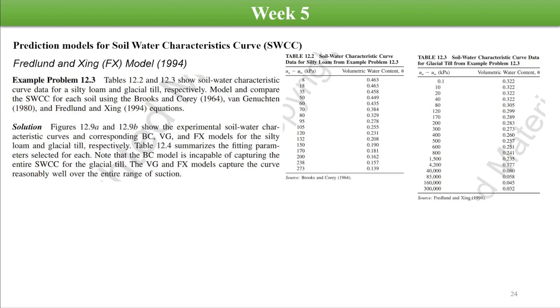So in this example, you'll see the data is given regarding the suction in relation to the volumetric moisture content, and these data are for two types, glacial till and silty loam. Okay, then it is asked that for glacial till and silty loam, soil water characteristic data is provided, and we need to model and compare the WCC for each soil using the Brooks and Corey and Van Genuchten models and the Fredlund and Xing equation.